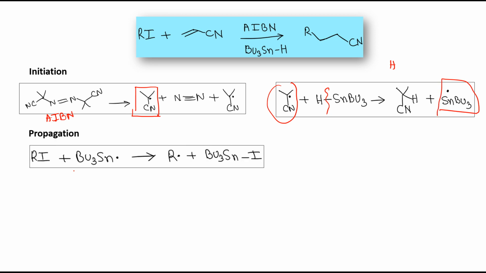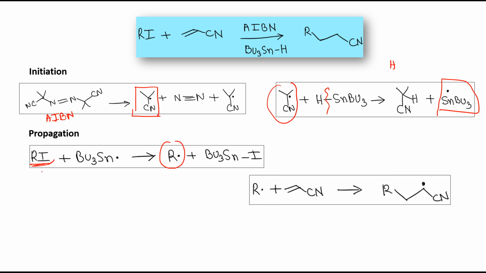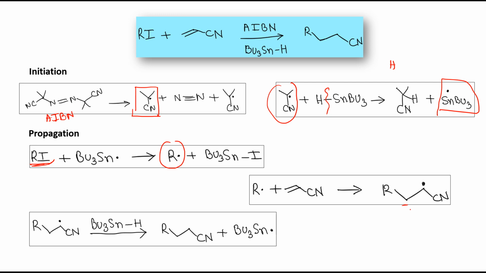So in the propagation step, this RI, where R is the alkyl group, is the carbon radical precursor, and Bu3Sn captures this I from RI, and we get R dot. Now this R dot, that is the carbon radical, because we are now discussing addition of carbon radical to a C=C bond, okay, that is the heading.